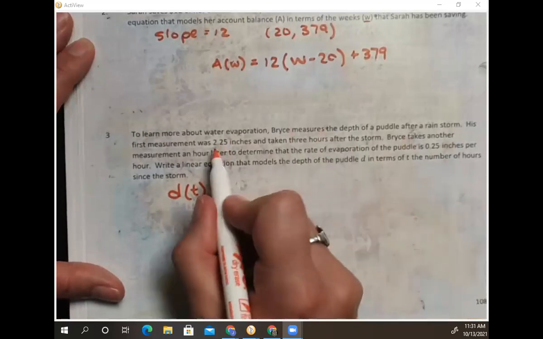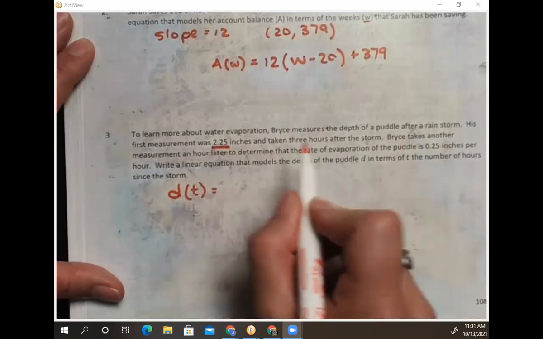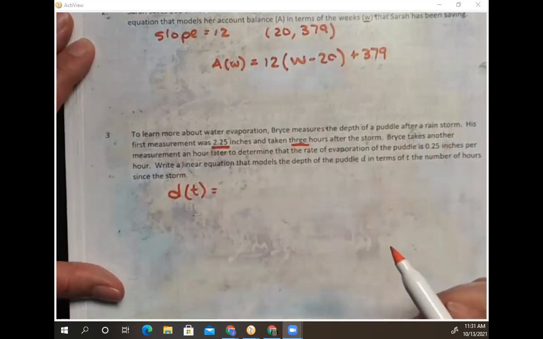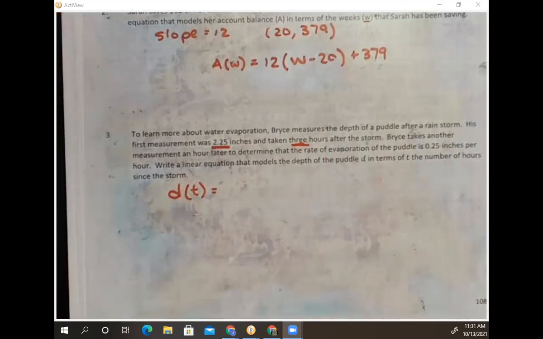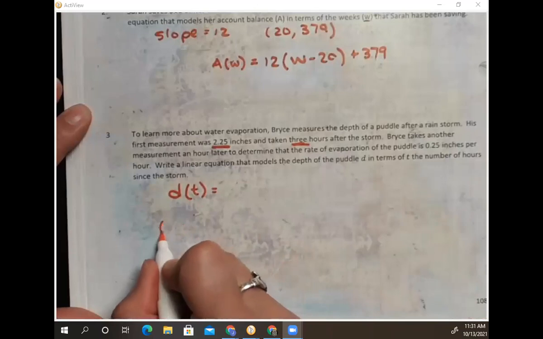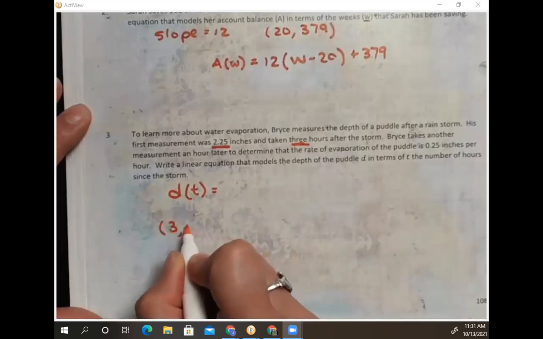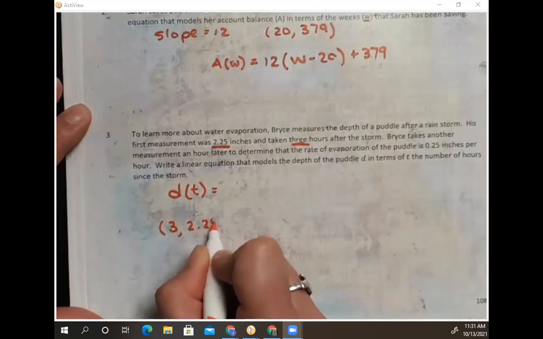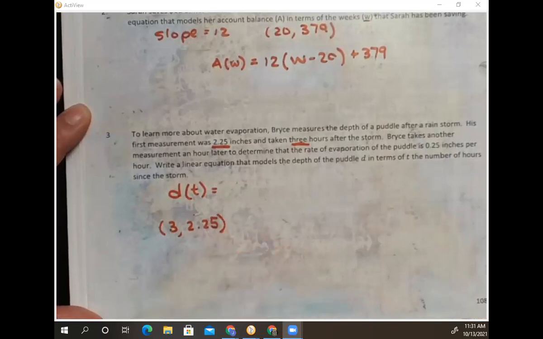Okay. So the first information I get is a point. My first measurement was 3 hours after the storm. Now remember my sort of X value, my T is time. So when I set up my point, I want a time in the X spot. So 3, 2.25.